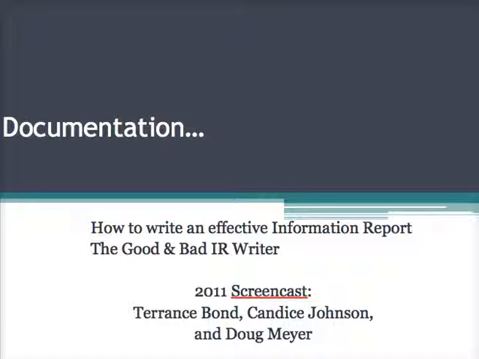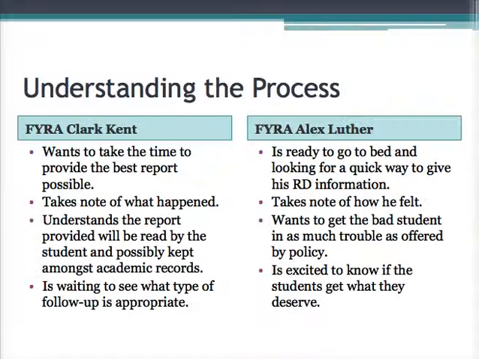Keep in mind that information reports are very important. They may become part of a student's permanent university record. Therefore, facts which report actions are the only things that you should include in your report. Remember, opinions are easily disputed and are not welcome in your information reports. Now I want to introduce you to two first-year resident assistants and their approaches to information reports. Clark Kent, our model RA, has it all together, but Alex Luther, he needs a little work.